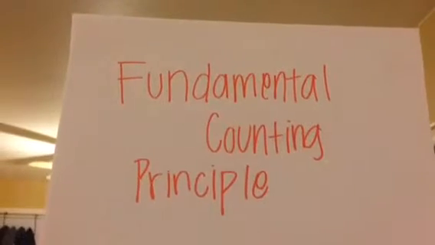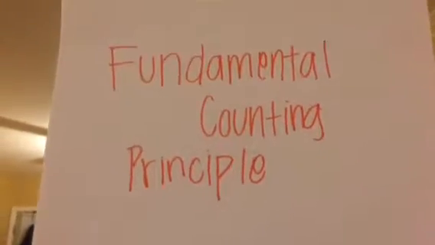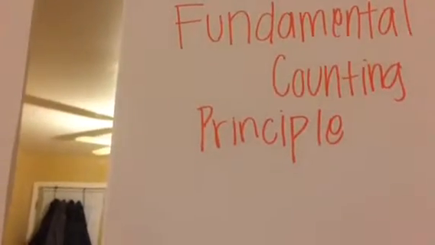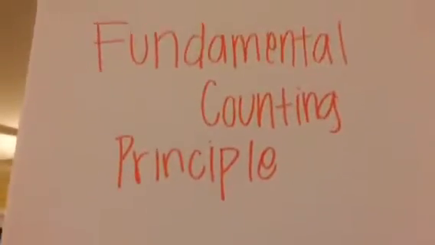Okay, so the first thing we're going to explain is the fundamental counting principle. The fundamental counting principle is if one event can occur m ways and another event can occur n ways, then the number of ways that both can occur is m times n ways.